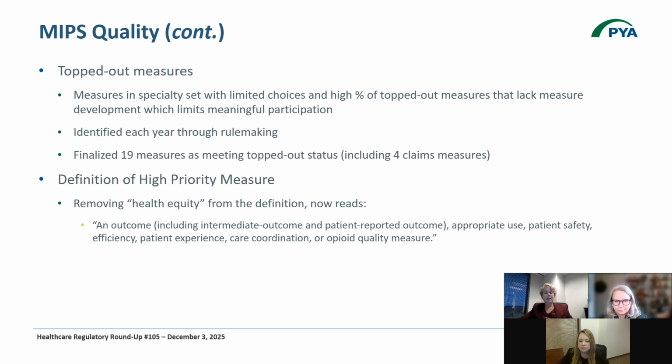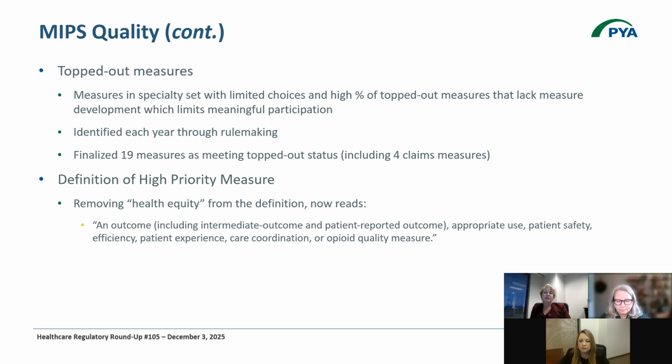They also did lock in on the topped out measures in the definitions. So those are included as measures in a specialty set with limited choices, and a high percent of topped out measures that lack measure development, which limits meaningful participation. Those are identified each year through rulemaking. This year they finalized 19 measures as meeting that topped out status. That includes 4 claims measures, so if you report via claims versus registry or through your EHR, those will be of interest to you.